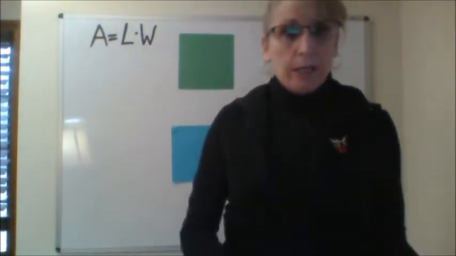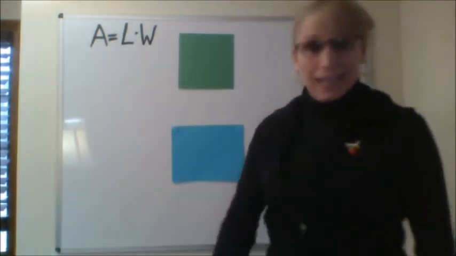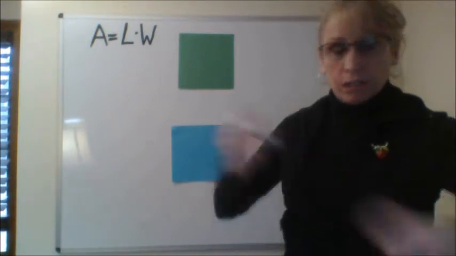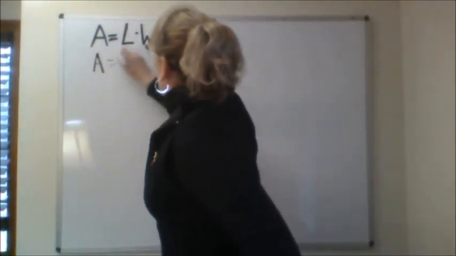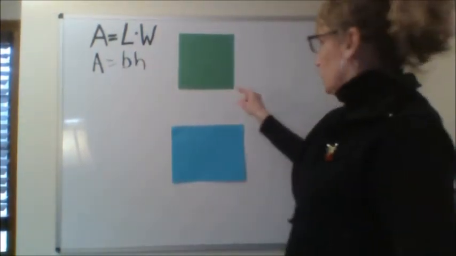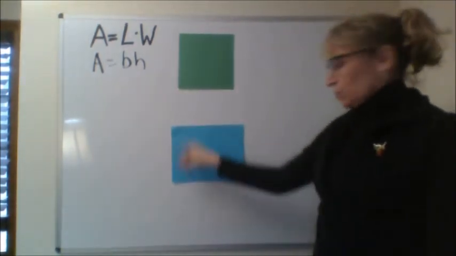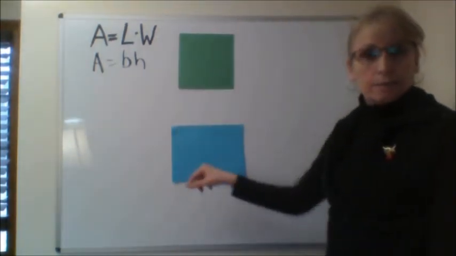To find the area of a square or a rectangle, we can use the formula A equals length times width. You may also see the formula A equals base times height. It's the same thing as length times width. We multiply length times width or base times height.